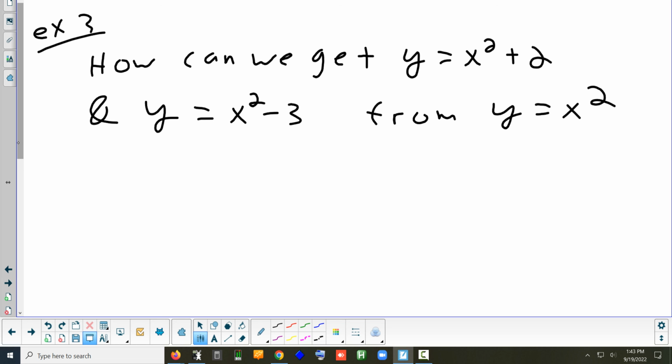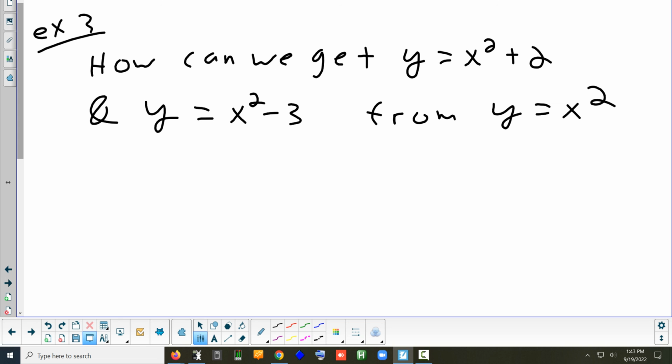This time, we're not using a negative. I'm not putting a negative next to the x squared, and we're not multiplying by a number in front of the x squared. We're adding or subtracting a number at the end. Does anyone have an idea what that's going to do to it? Yeah? It'll go left and right. Okay, so it could shift it left or right.